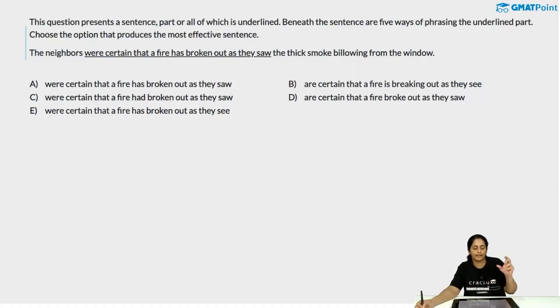In this particular video, we are taking a look at a sentence. We are finding out the correct way of phrasing the underlined part. So as always, as I recommend for these kind of questions, we will try to split the options along the relative differences that are there across the different options. So first, let's take a look at the sentence.